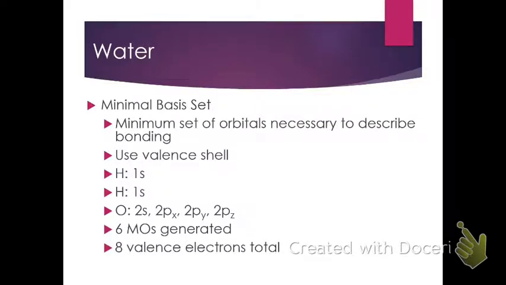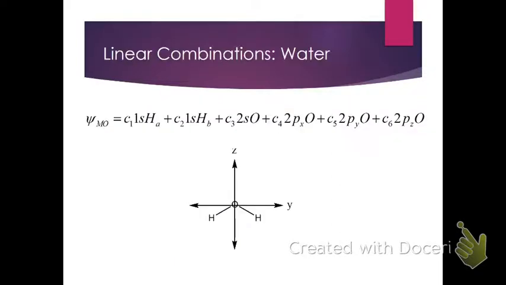Since we have 8 electrons in the valence shell of these atoms, 2 electrons, 1 from each hydrogen, and then for oxygen we have 6 electrons in the valence shell. That'll be a total of 8 electrons that we'll use in the molecular orbitals that we're constructing to form our electron configuration for the molecule.